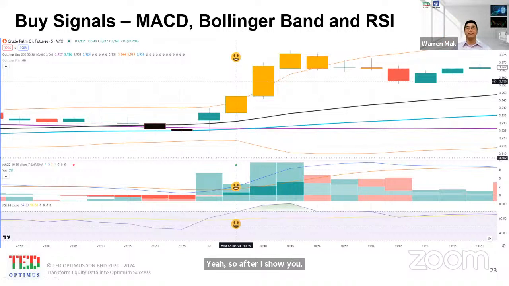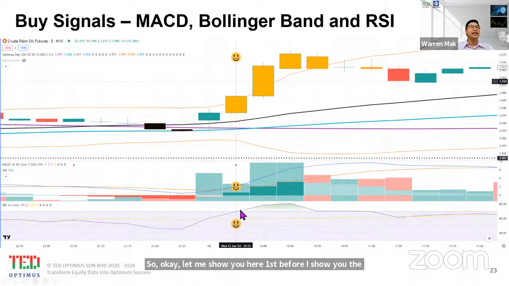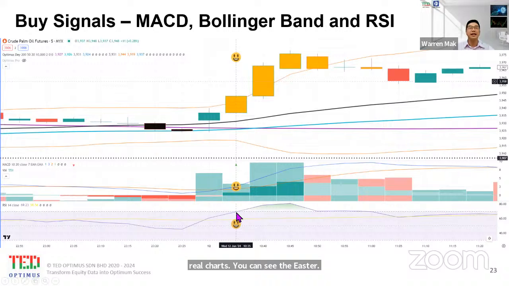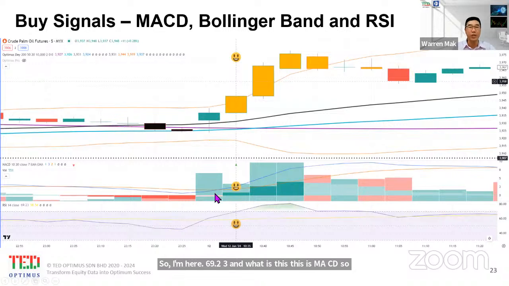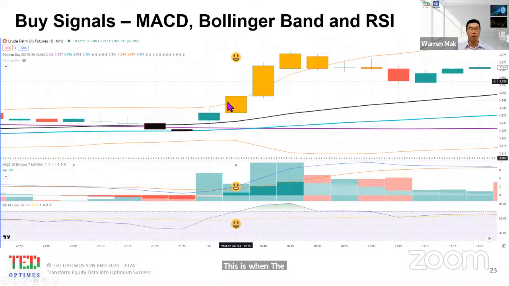Okay, let me show you here first before I show you the real chart. You can see this is the RSI. This is above what? Above 70, so here, 69.23. And what is this? This is MACD. So MACD, what you see here is actually a golden cross. You can see these two lines. This is the golden cross. And you see what is this? This is when the candle penetrates above this so-called Bollinger Band.